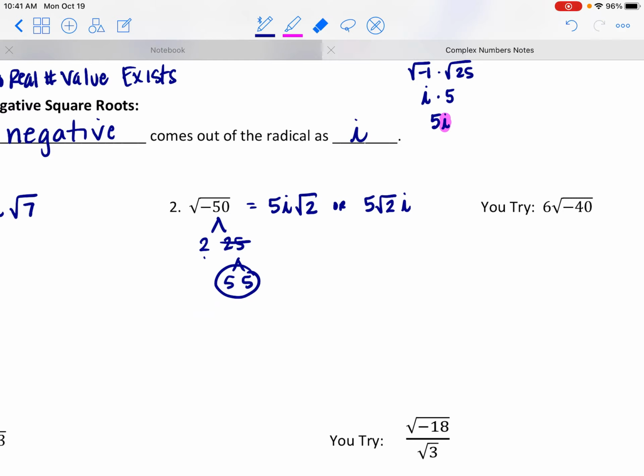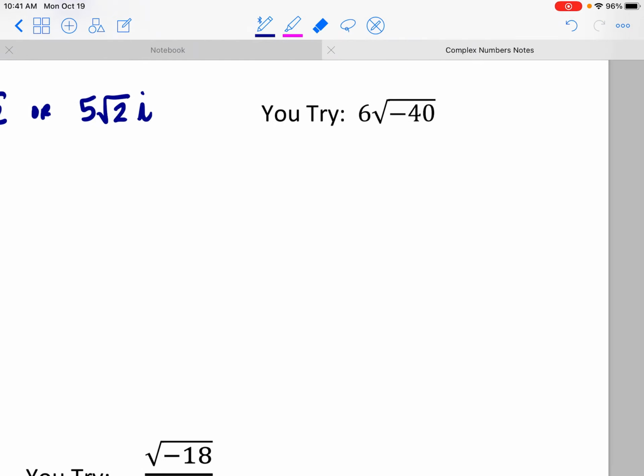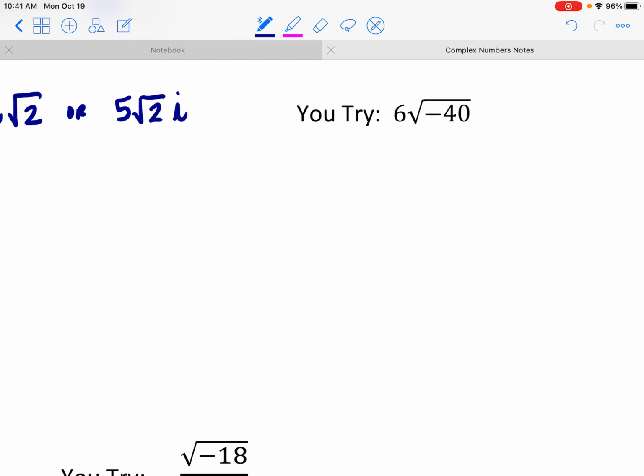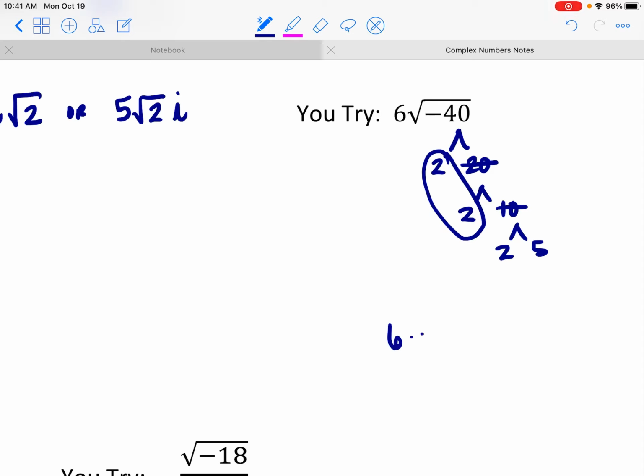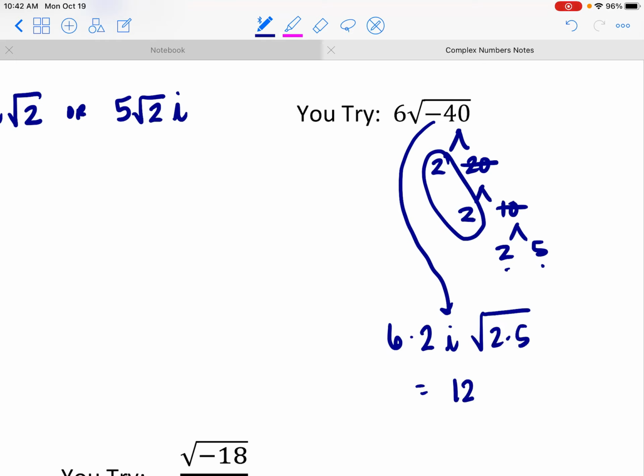Okay? All right, here's one for you to try if you're feeling confident. We want to approach this the same way we would if it was 6 and positive 40 under the radical. So 40 we would break down to 2 times 20. 20 we know is 2 times 10. And 10 we know is 2 times 5. So we would be able to take out a 2. We know 6 is already out there, a 2 is coming out, and because there's a negative, that negative is going to come out as an i. And then left in the radical is a 2 and a 5. So our final simplified answer here is going to be 12i and then radical 10.